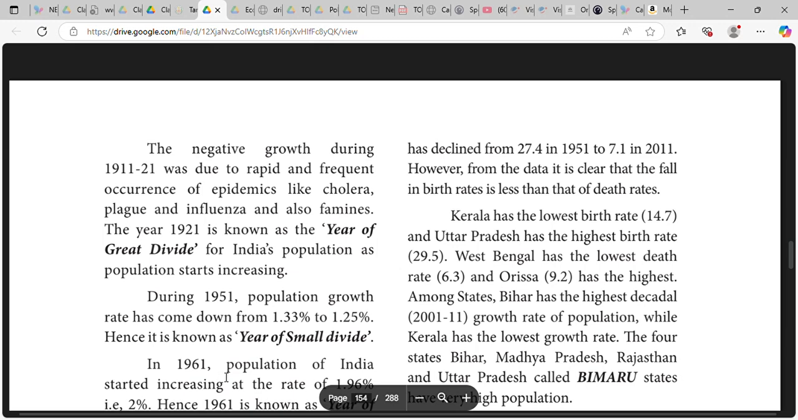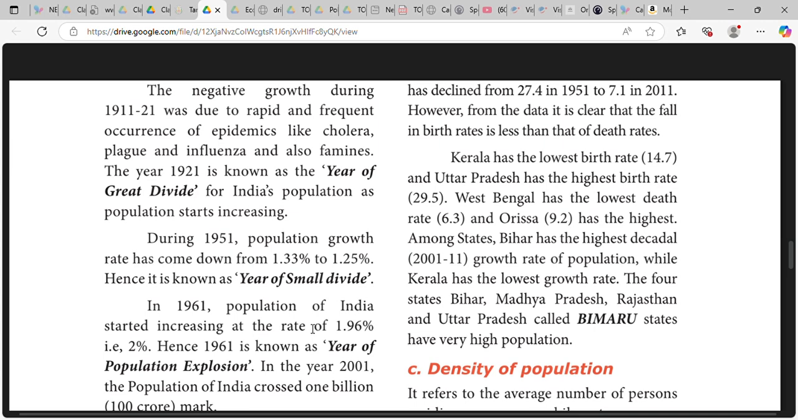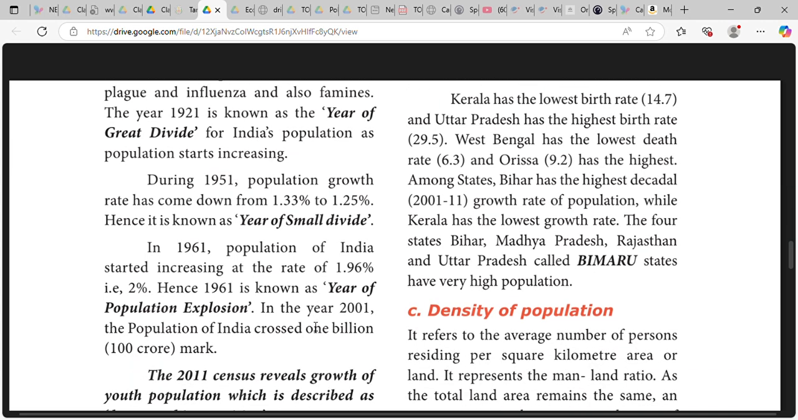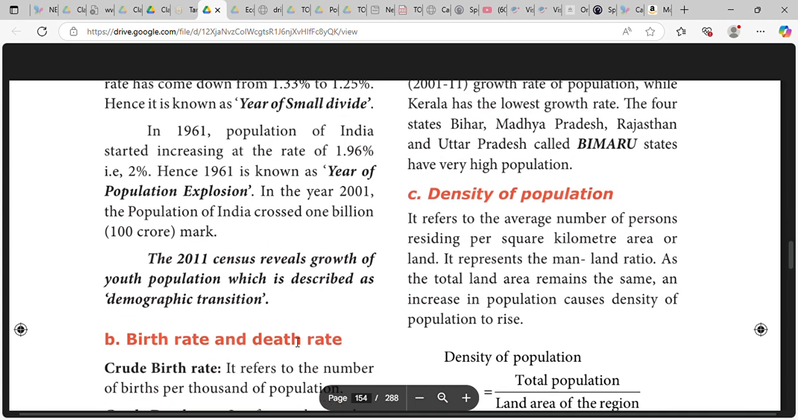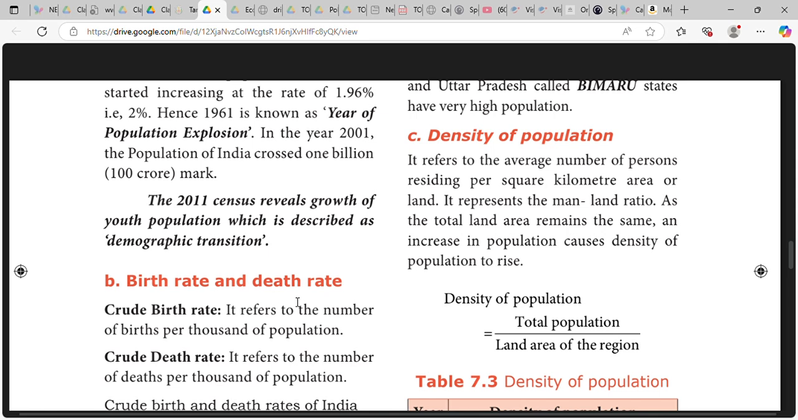During 1951, the population growth rate came down from 1.33% to 1.25%, and hence it is known as the year of small divide. In 1961, the population in India started increasing at the rate of 1.96%, that is 2%. Hence, 1961 is known as the year of population explosion. In the year 2001, the population of India crossed the 1 billion mark. The 2011 census reveals growth of youth population, which is described as demographic transition.